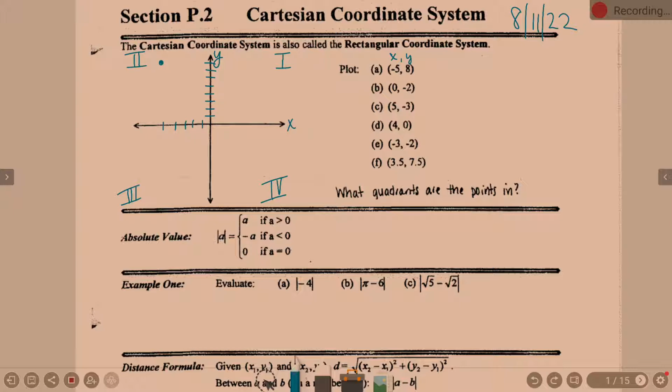I'm going to label it A because it is point A. And what quadrant is point A in? That is in quadrant 2. We're going to go ahead and answer those questions while we're there.